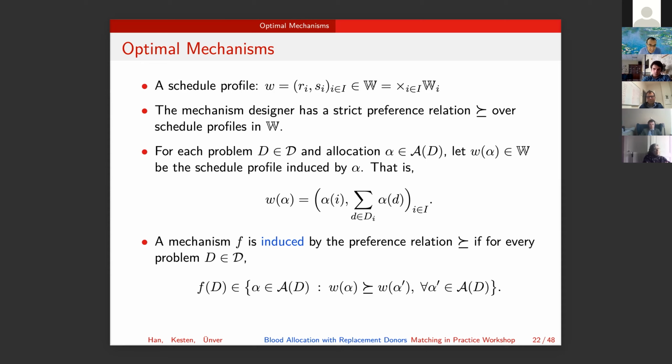So I will say that F is induced by a mechanism designer's preference relation if for every problem D, F of D is one of the allocations. So these are all welfare equivalent. There could be multiple such allocations, but they're all welfare equivalent in the sense that W alpha is going to be at least as good as W alpha prime for any other allocation alpha prime. So they maximize basically the mechanism designer's preferences.